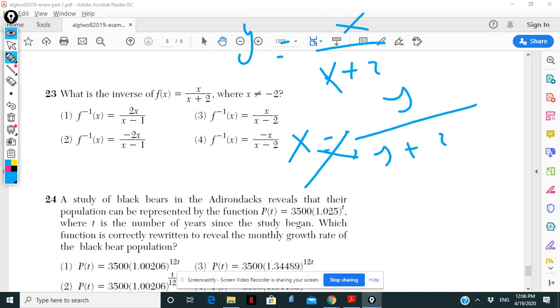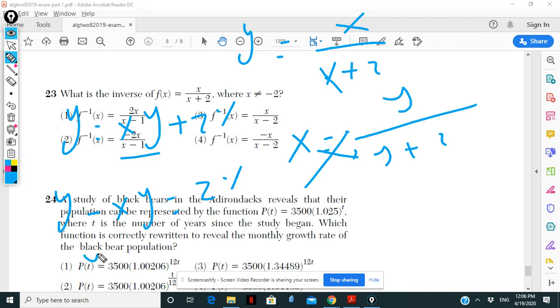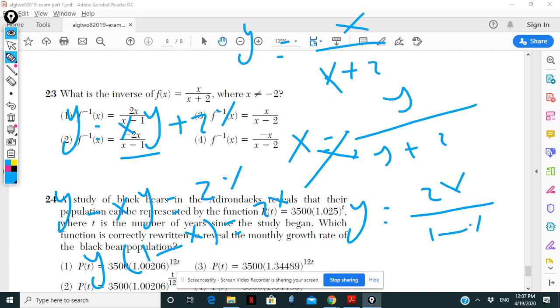So y equal to xy plus 2x. I'm going to move the y's together, so y minus xy equal to 2x, taking the y as a common factor, so y times 1 minus x equal to 2x. Now divide both sides, so y equal to 2x over 1 minus x, and that's the inverse of the function.